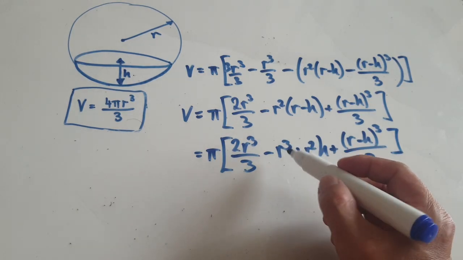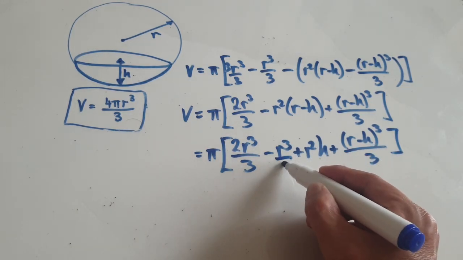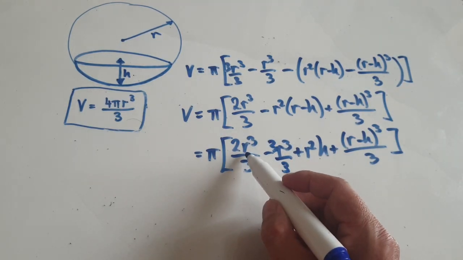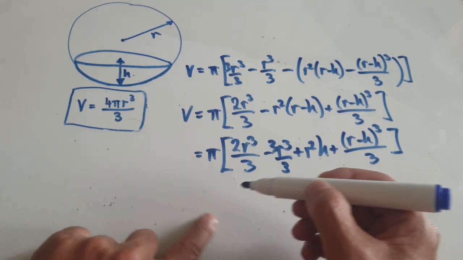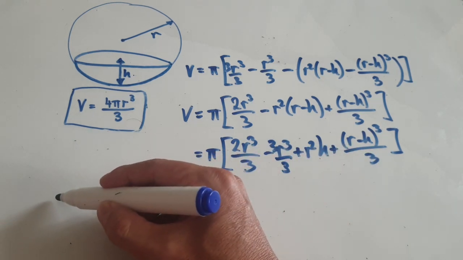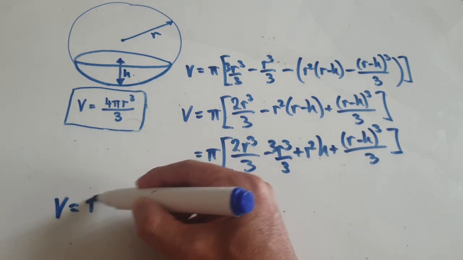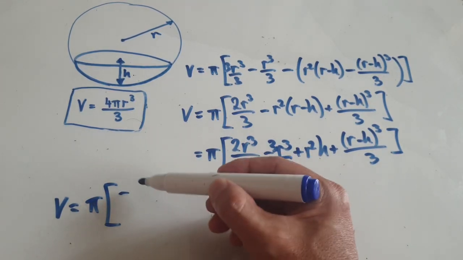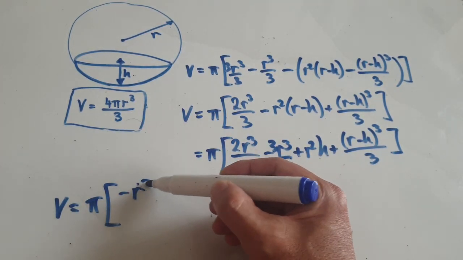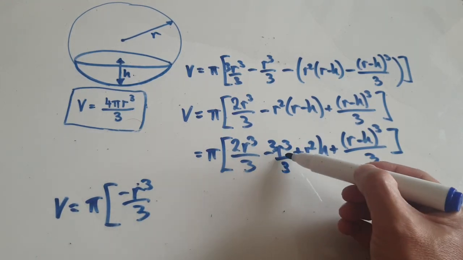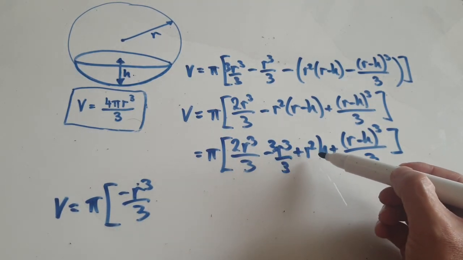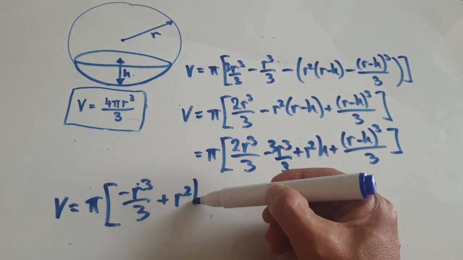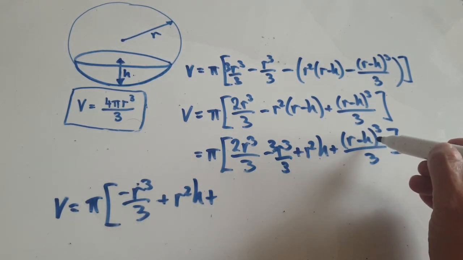We can tidy this up. Well, let's imagine this as being over 3 over 3. So that will then become, hang on, V equals pi, this will then become minus r cubed over 3, merging these two together. And then let's leave this alone, plus r squared h, and then plus. Now multiply this out now.